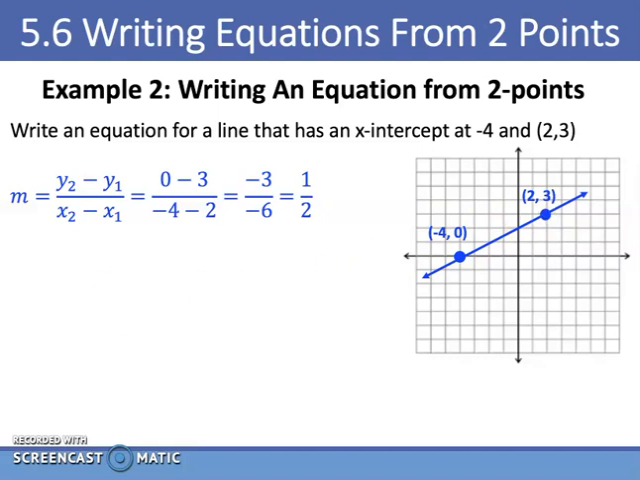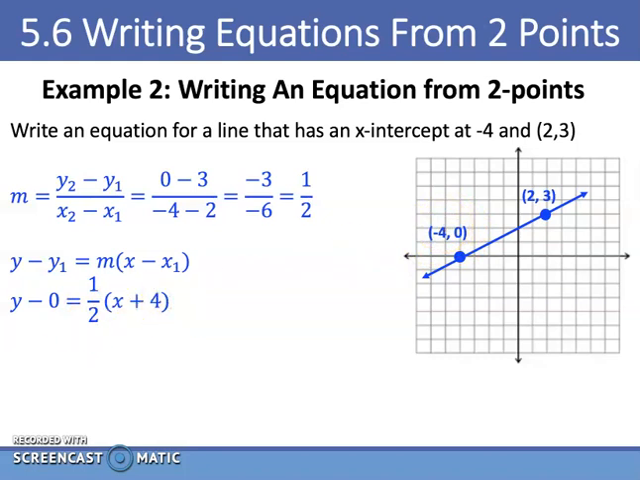Now to finish writing our equation, I'm going to use point slope form. Y minus y1 equals m times x minus x1. What information do I need? I need my slope, which I just calculated, and I need a point. And I do have a point, 2, 3, or I also have the point -4, 0. So let's fill in our information. I'm going to use -4, 0 because it has a 0 in it. It makes my life easier. So I've got y minus my y value of 0 equals my slope, 1/2, times x minus a -4, which becomes a +4.